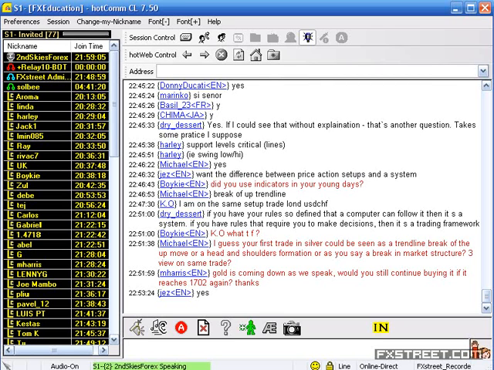KO says, I'm on the same setup trade along on a USD Swiss. Cool. Let me know how it works out. It's a great price action setup. Once you learn how to use it, it can be a very, very powerful tool in your toolbox.